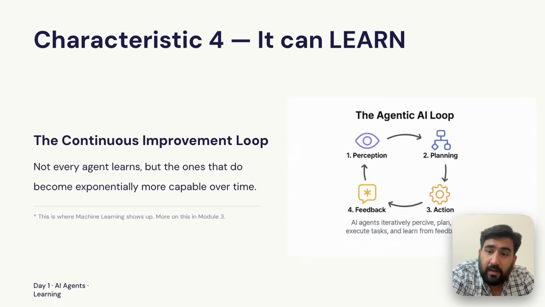The feedback is, very well, this aligns with me. Now you can send the email, which is where the perception will go back. The agent will learn, it will plan, okay, now we are good to go, and directly take the action to send the email. Next time when you ask the agent to write the email for you, you will realize that the agent is already taking the feedback from the previous interactions and giving you an email that is really useful. So that's a continuous improvement loop. Not every agent learns, but the ones that do become exponentially more capable over time.